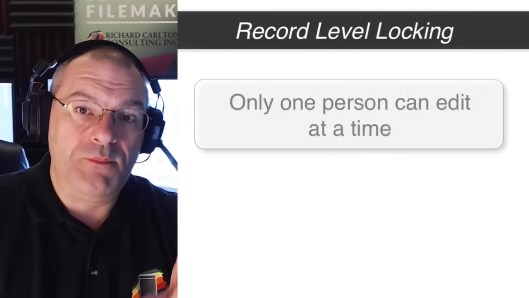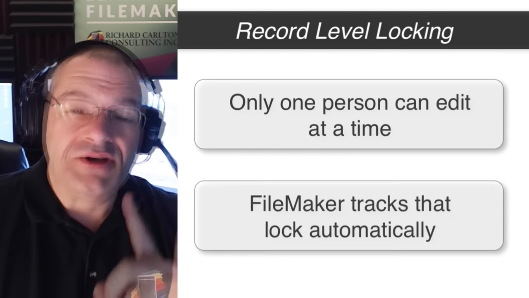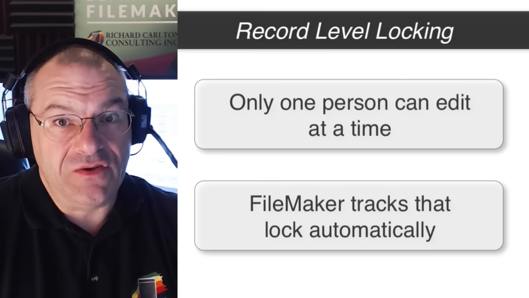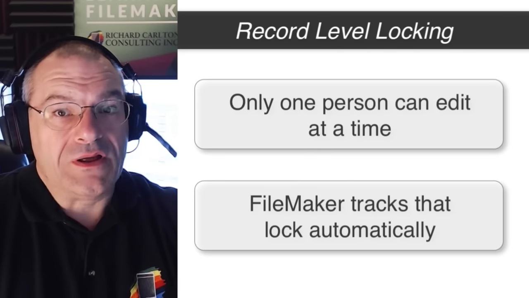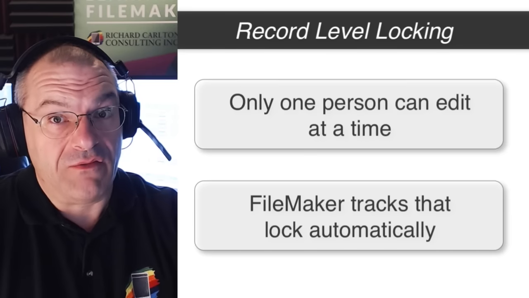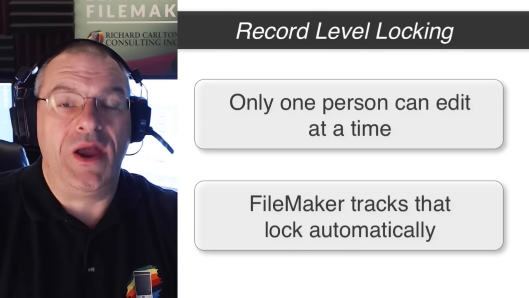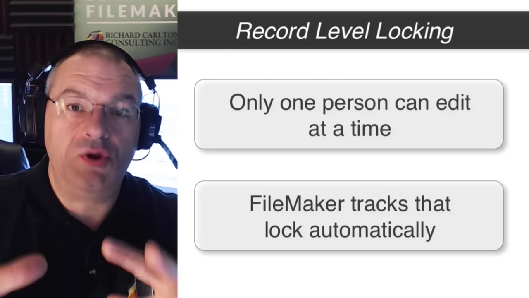So only one person can lock the record at a time. FileMaker tracks that lock, which also means that if you try to click into a field to edit it, your client will ask FileMaker, hey, is this record available? And can I lock it myself? And if it's not been locked by someone else, then FileMaker makes a note that you're editing it and no one else can, which means you have the lock.